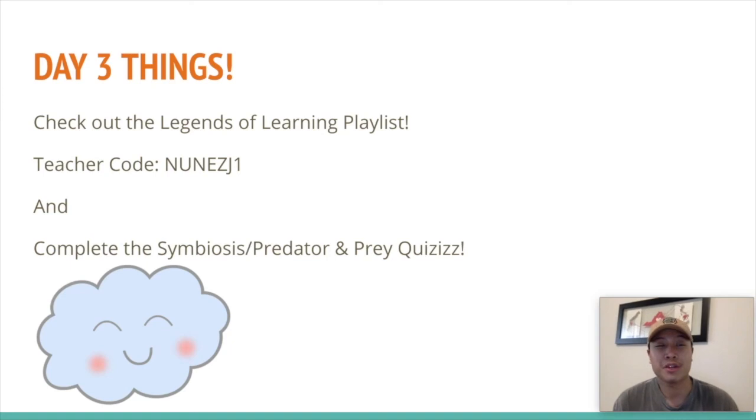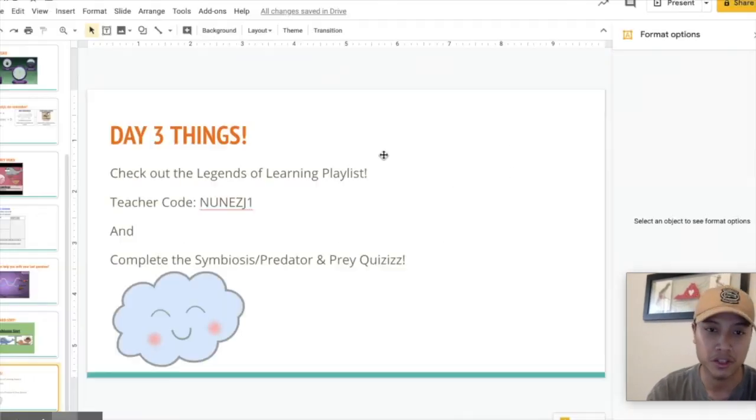And now for our day 3 things. Make sure that you check out the Legends of Learning playlist that we have for this unit. Teacher code here is Nunez J1. And then also, for further practice and evaluation, complete the quizzes on symbiosis and predator and prey. You'll be looking at questions that will help you practice remembering and understanding these scientific terms that we've learned throughout this week. And please, if you found any work or any responses that you'd like for me to see, go ahead and just email me, and I'm just going to include this because I haven't yet.